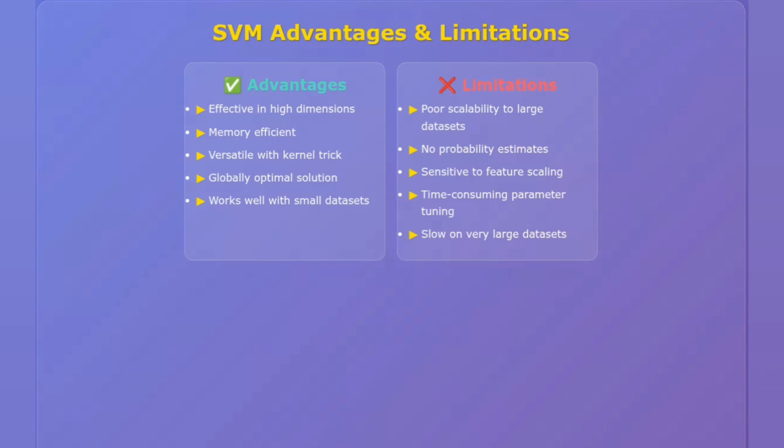However, SVMs have important limitations. They don't scale well to very large datasets. Training time increases dramatically with data size. They don't provide probability estimates directly, only classifications. They're sensitive to feature scaling. You must normalize your data. Parameter tuning can be time-consuming, especially with grid search, and they can be slow on very large datasets compared to simpler algorithms like logistic regression.